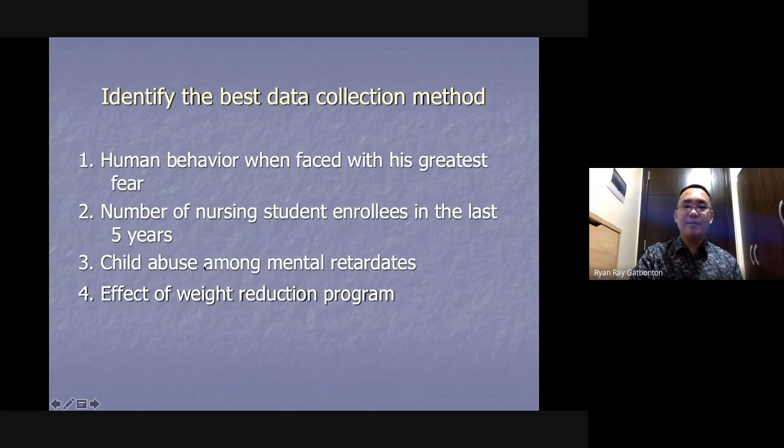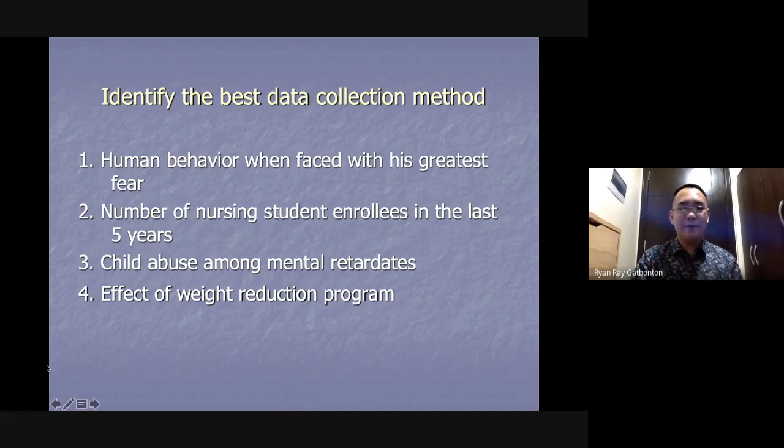Number three, child abuse among mental retardates. Since it's difficult to get data from retardates, because they may not be cooperative, they may not join you easily. It may be difficult to get their trust. We have to use a method that will invoke interest among them. It cannot be an interview, but rather in the form of a projective test. You can have them do figure drawing, or show them role playing or whatsoever.